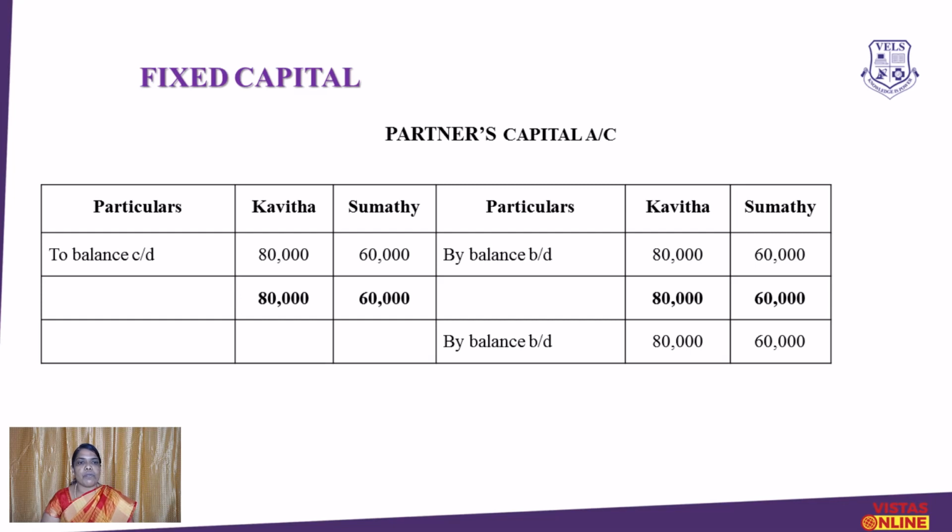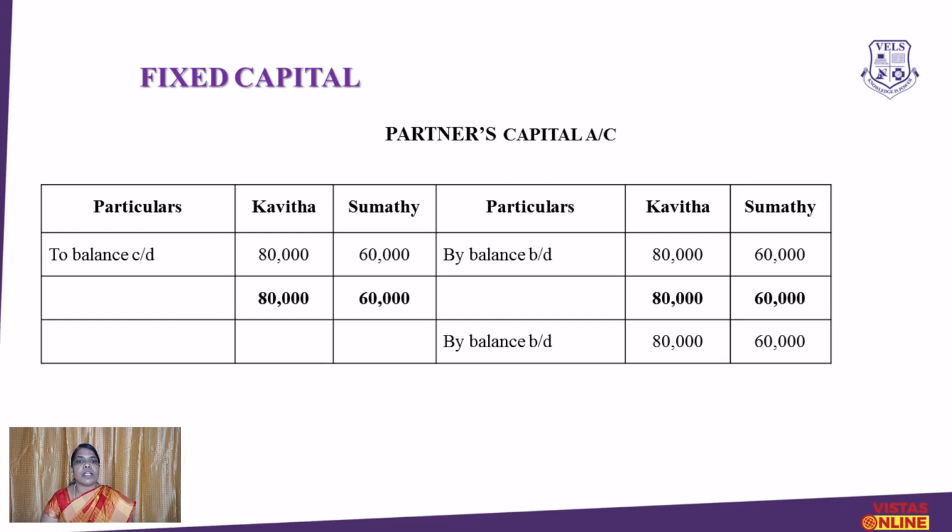Then we can see the fixed capital method for partners capital account. Here also we have to put 3 columns on the debit side as well as 3 columns on the credit side. Debit side, particulars column, amount column for Kavita as well as Sumati. Then the credit side also the particulars column, then the amount column for Kavita as well as Sumati. The balance given in the question, we write it by balance BD. For Kavita 80,000, Sumati 60,000.